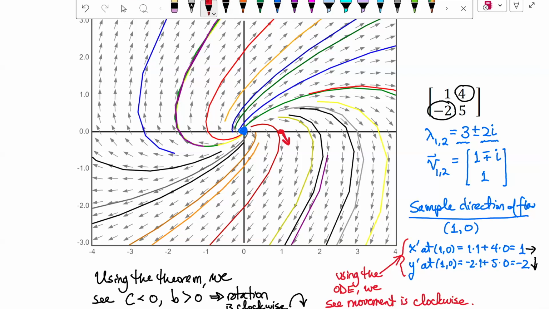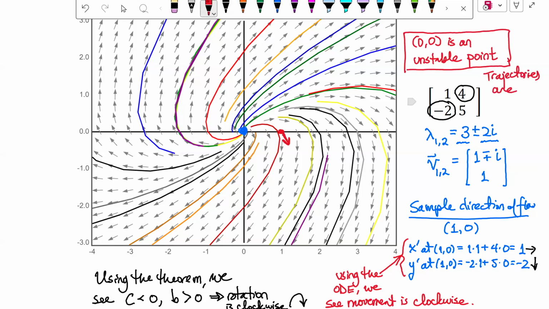Again, in this case, our single equilibrium point (0, 0) is going to be unstable because all solution trajectories are moving away from it. Notice also that the trajectory shapes tend to spiral. That's going to be important later. Let's go to the next page and look at a couple more examples.